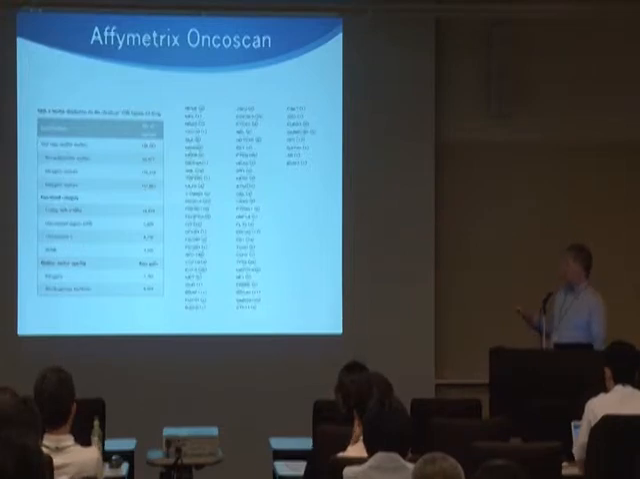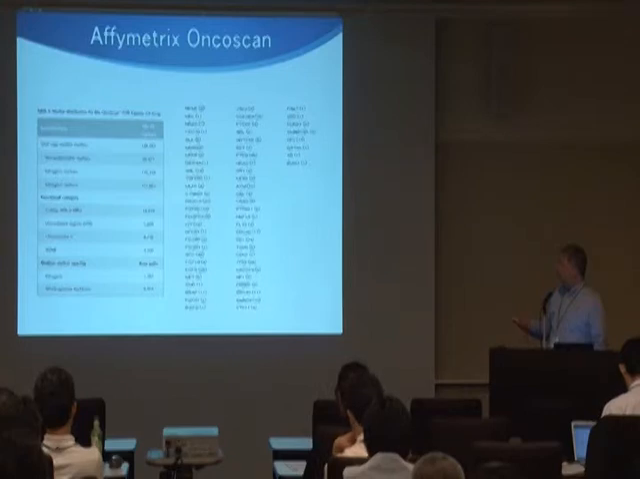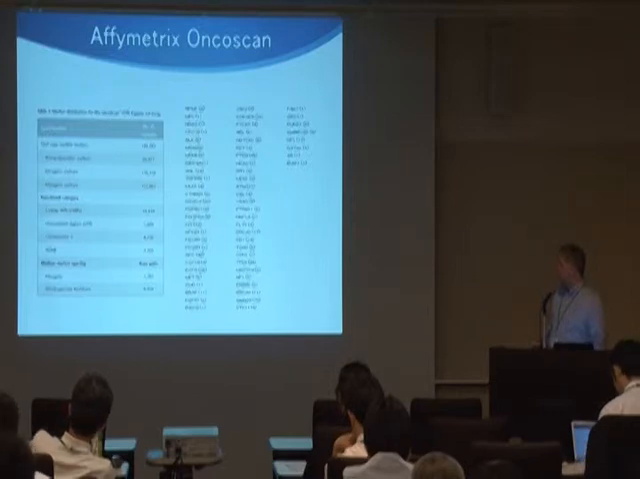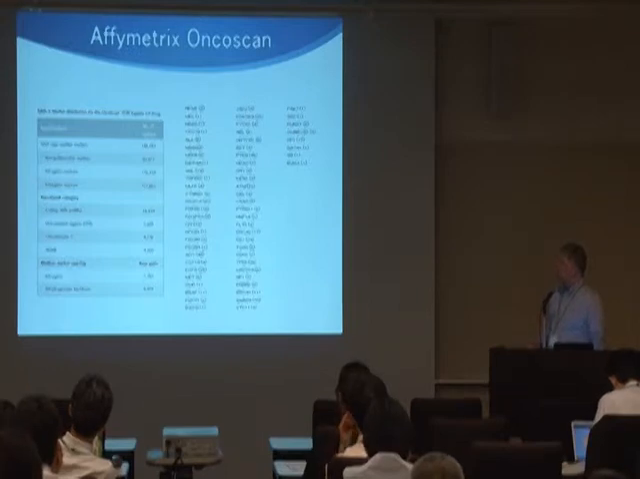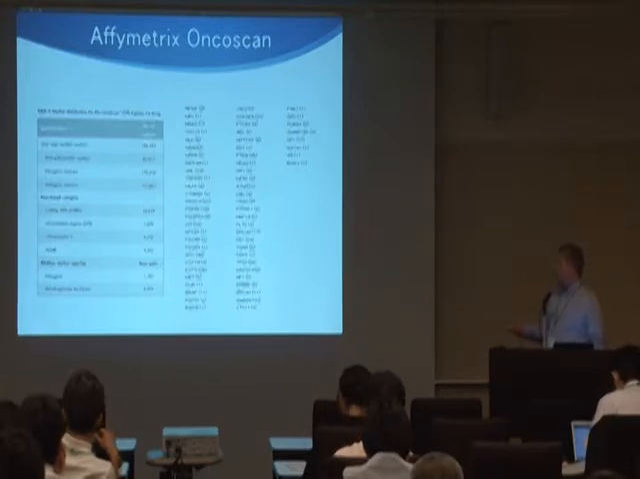And so the OncoScan platform, of course, has about 334,000 copy number markers, some of which are non-polymorphic, the rest of which have a SNP in them. And they're divided down into a bunch of functional categories. So you do get copy number information, you do get allele information or SNP information from this platform.